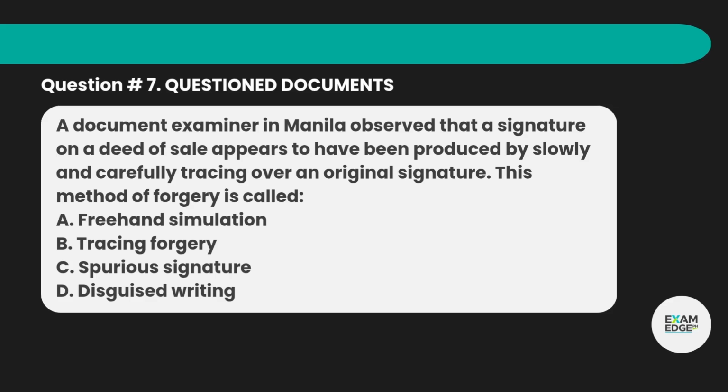Question number 7. Questioned documents. A document examiner in Manila observed that a signature on a deed of sale appears to have been produced by slowly and carefully tracing over an original signature. This method of forgery is called A. Freehand simulation. B. Tracing forgery. C. Spurious signature. D. Disguised writing. Correct answer. B. Tracing forgery.